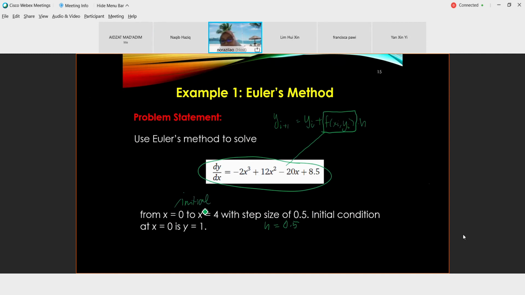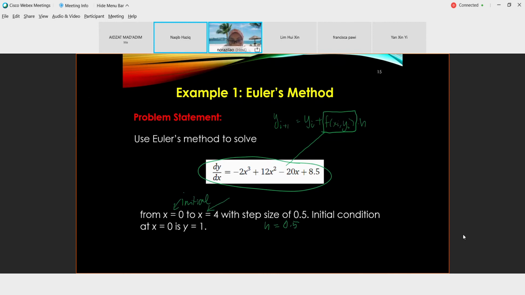Okay, x equal 4. X sampai 4 tu step size yang 0.5. Okay, betul. So ada berapa kali ni? Macam ni kita nak tahu ni berapa kali kita nak ulang. 5. Macam mana 5 tu? Macam mana boleh jadi 5?